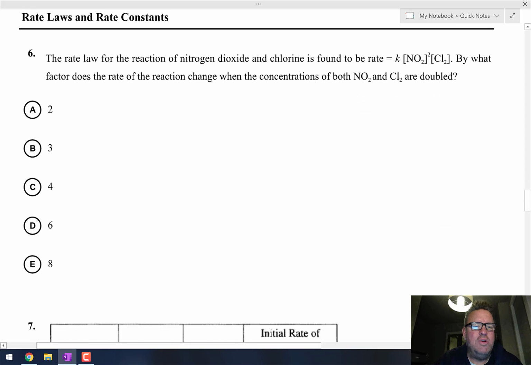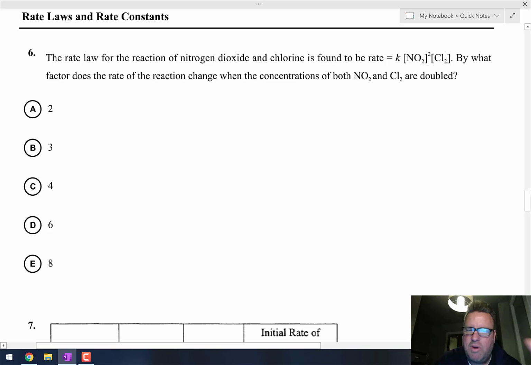Okay, number 6, the rate law is this. So you can see a lot of problems where they're just giving you the rate law, and you have to figure out how do things change when they change the concentrations. So NO2 is second order, Cl2 is first order. By what factor does the rate of the reaction change when the concentrations of NO and Cl2 are both doubled?